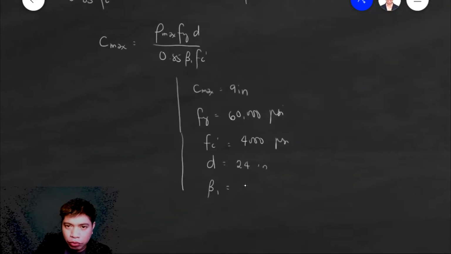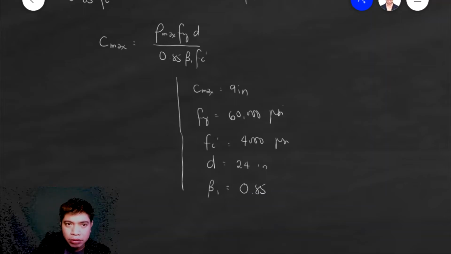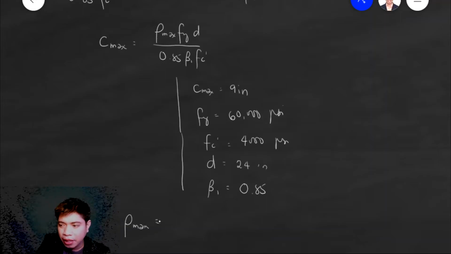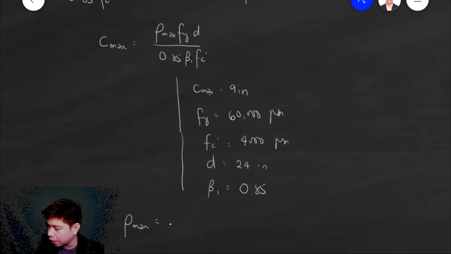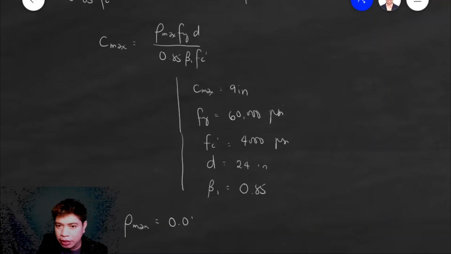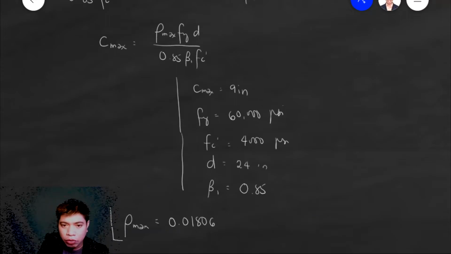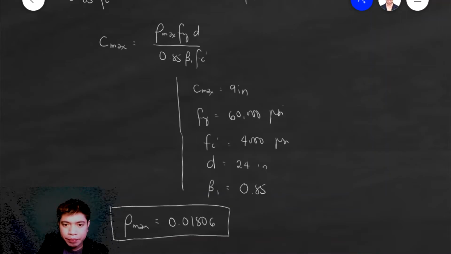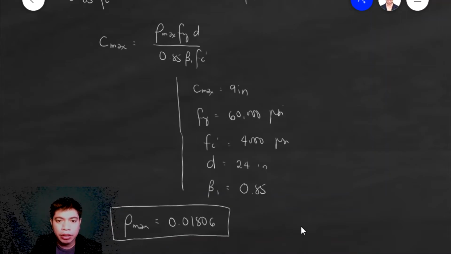So all we need to do is substitute guys itong mga values na to dito, then makukuha natin si raw max. So ang lalabas na raw max kapag kinompute natin ito ay magiging 0.01806. Okay? So, ito na nga guys yung ating raw maximum.